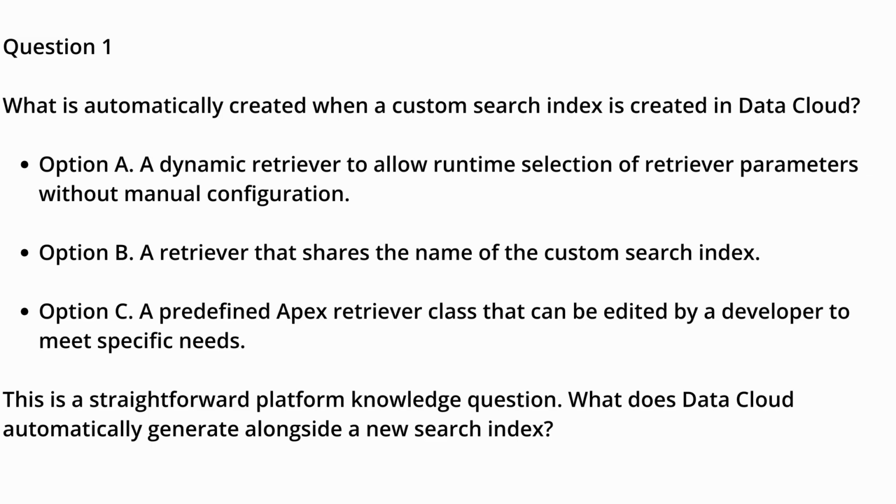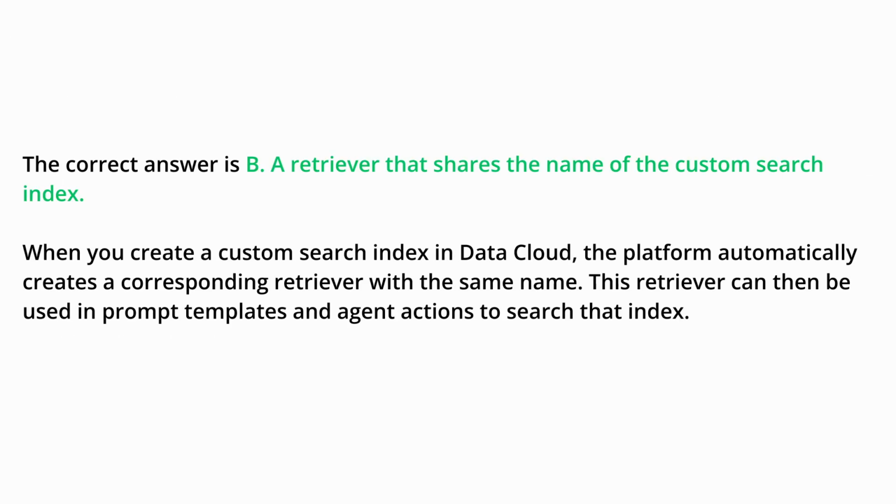This is a straightforward platform knowledge question. What does Data Cloud automatically generate alongside a new search index? The correct answer is B, a retriever that shares the name of the custom search index. When you create a custom search index in Data Cloud, the platform automatically creates a corresponding retriever with the same name. This retriever can then be used in prompt templates and agent actions to search that index.